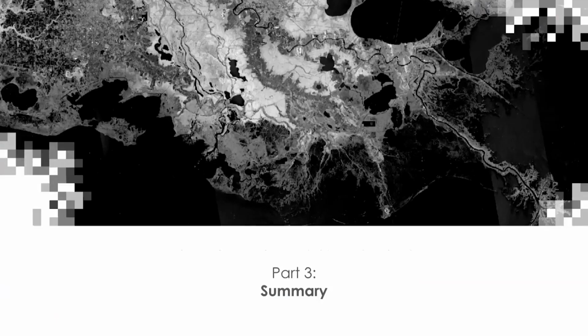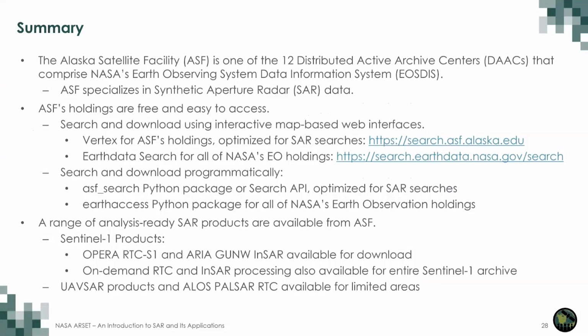Okay, so let's sum up. The Alaska Satellite Facility is one of 12 DAACs that make up NASA's Earth Observing System Data and Information System, or EOSDIS. Each one of the DAACs has a specialty, and ASF specializes in synthetic aperture radar data. All of ASF's holdings are free and easy to access. You can search and download them using interactive map-based web interfaces, including Vertex or Earthdata Search, but you can also search and download the data programmatically.